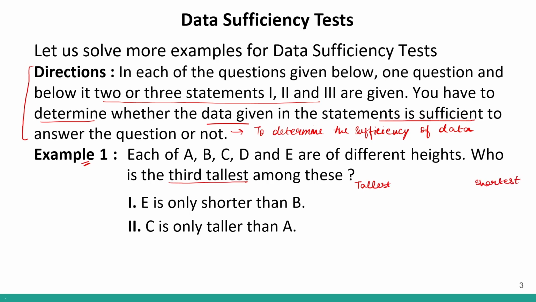Okay. Now first statement says that E is only shorter than B. So B will be over here. E is only shorter than B. So we will have 3 people over here. We have to find the third tallest. That means we have to identify this particular position. Is the data given in statement number 1 enough to find this place answer? Therefore, statement 1 alone is not sufficient.